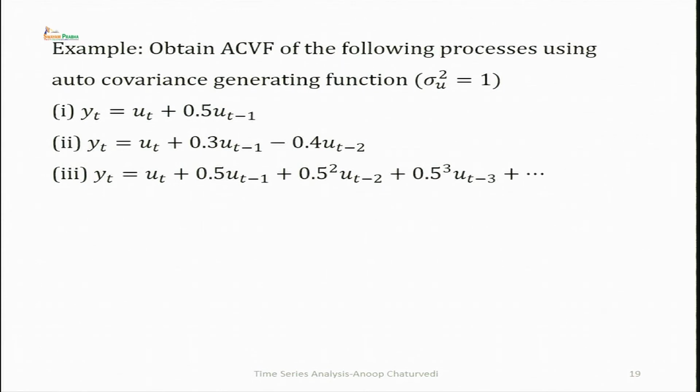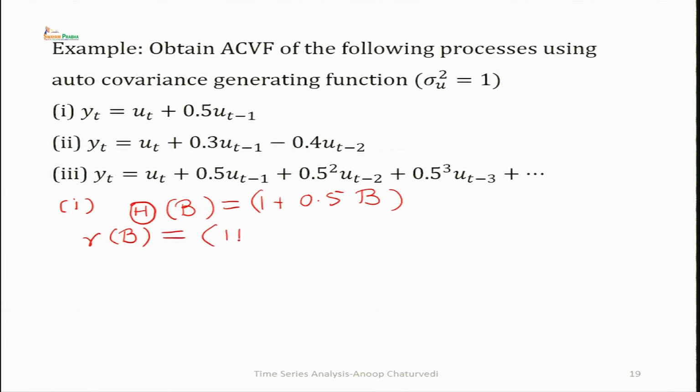Now, we obtain the auto-covariance function of the following processes using the auto-covariance generating function, and we assume that variance of the purely random process u t is equal to 1. So, first we consider the process y t is equal to u t plus 0.5 u t minus 1. So, for the first example, theta b is equal to 1 plus 0.5 b. So, your auto-covariance generating function is 1 plus 0.5 b into 1 plus 0.5 b inverse.